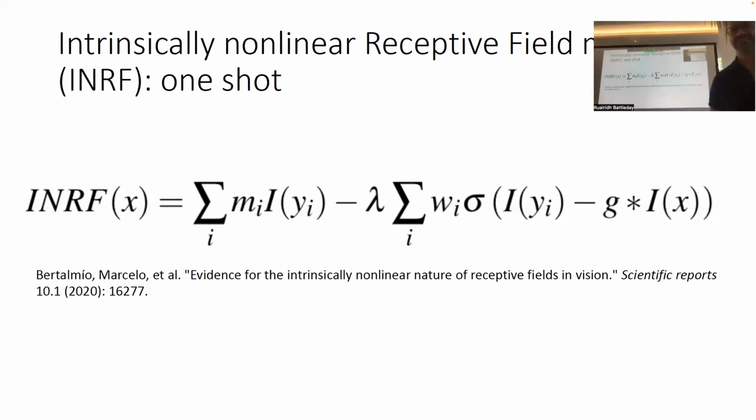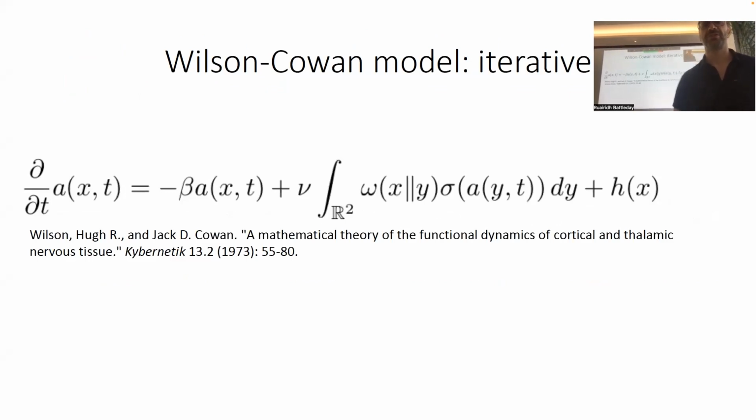So, this is the INRF model. I'm not going to go through it again. It has the linear part and the nonlinear part that Marcelo discussed. And it's one shot. The variation that I'm showing here is that we have an iterative model. This iterative model is based on the Wilson-Cowan model, and basically Hx is the external input, alpha is the activity, and the integral here shows the interaction between different units.